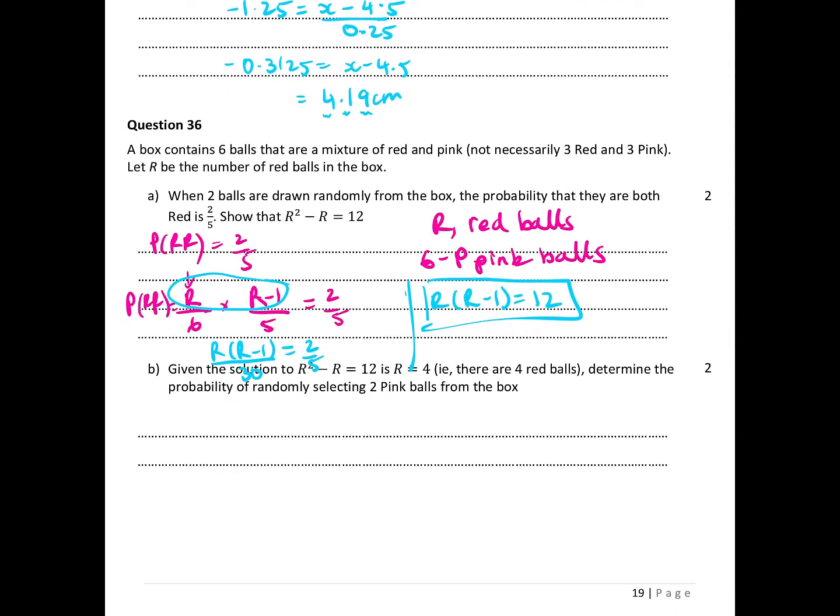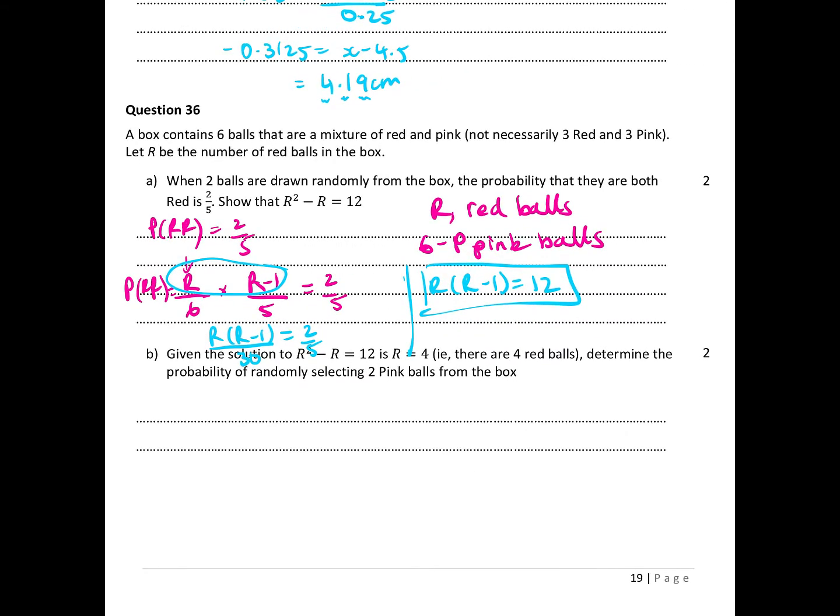Part B. So if you weren't able to show part A, you could definitely still attempt part B and get the correct answer. So it's saying, given the solution R squared minus R is equal to 12, is R equal 4? So that means there are 4 red balls.